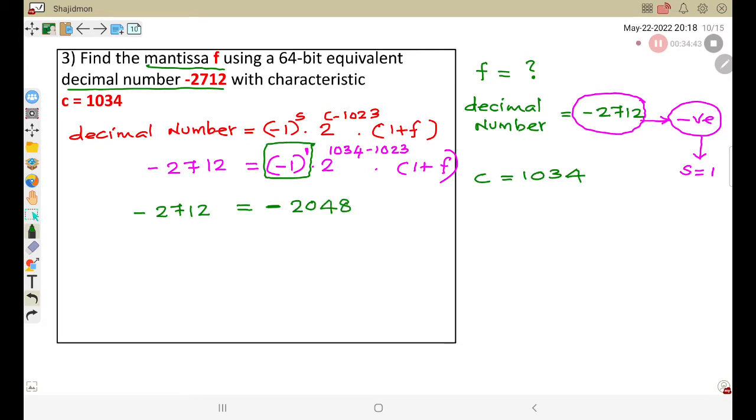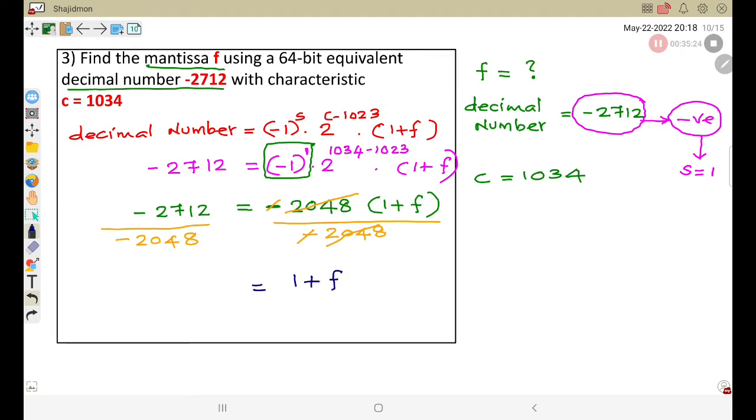2048 minus 2048 multiply 1 plus f. I hope you understood that step. Now we need to calculate the f value from here. So both sides we need to divide by minus 2048, correct? Because we need to cancel this number. That is why we are dividing both sides by the same number, minus 2048. So minus will cancel and 2048 will be cancelled. So 1 plus f only remains on the right hand side.